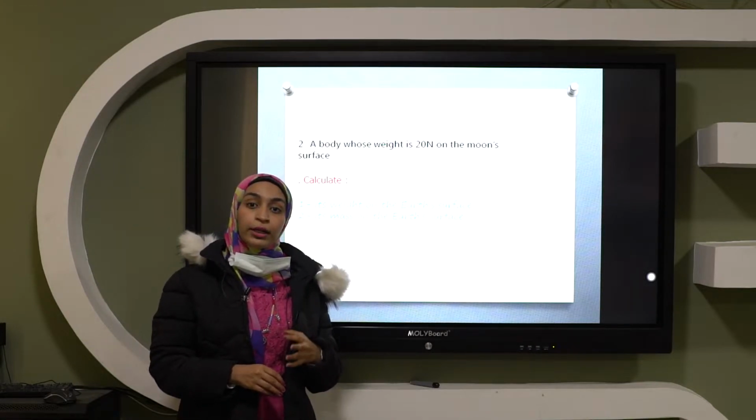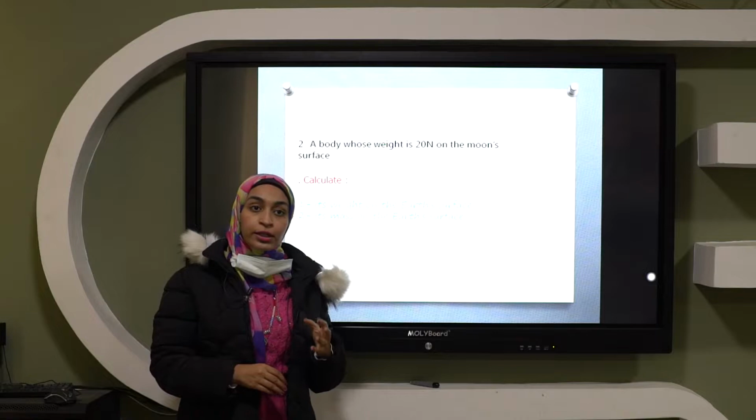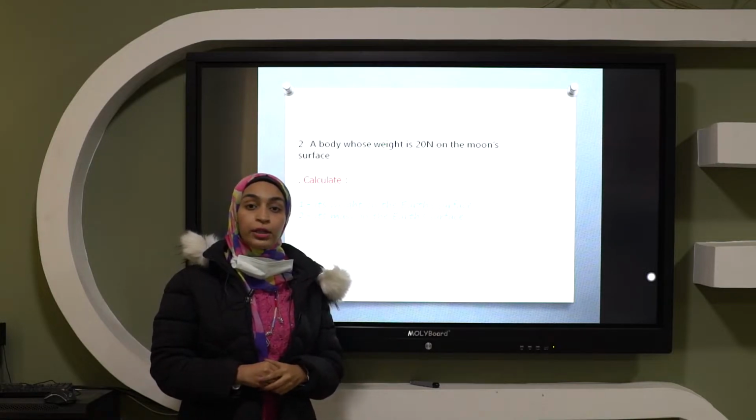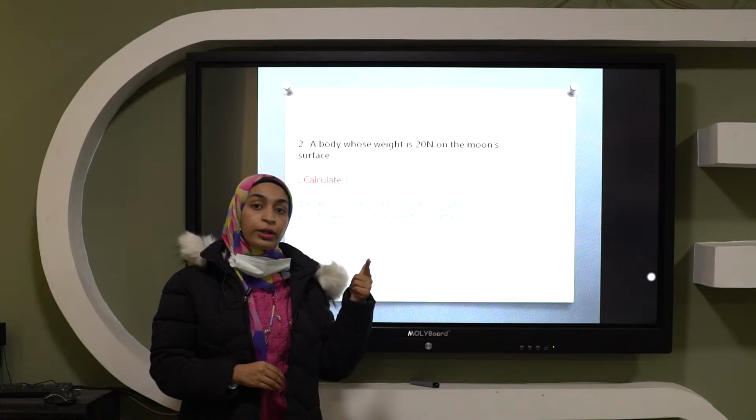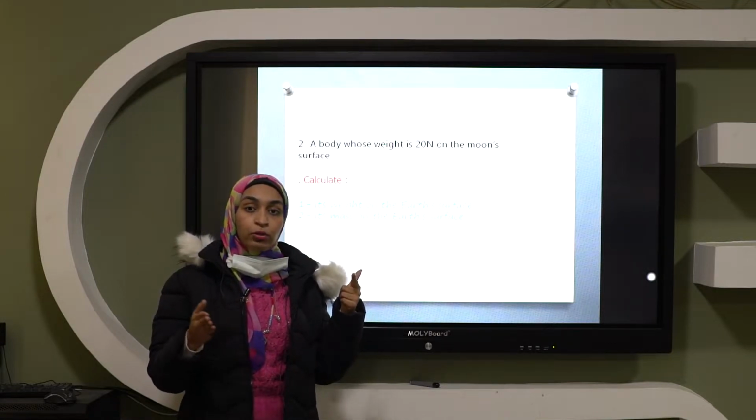So, how can we calculate the weight on the earth and the weight on the moon? Weight on the earth equals mass times 10. The second rule: weight on the moon equals weight on the earth times 1/6.